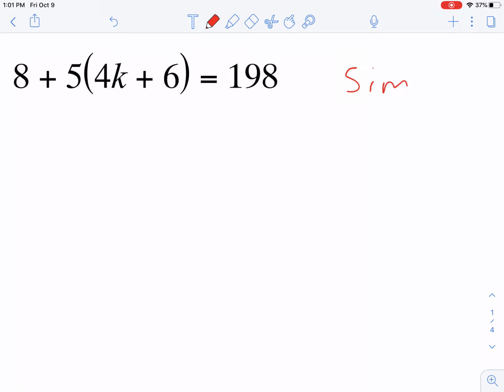And so the first thing that you're always going to do is you're going to look for, does it have parentheses? If it does, you're going to do distributive property. And so we can see that it does have parentheses in this problem. We're going to do 5 times 4 and then 5 times 6. So 5 times 4 is 20. 5 times 6 is 30.